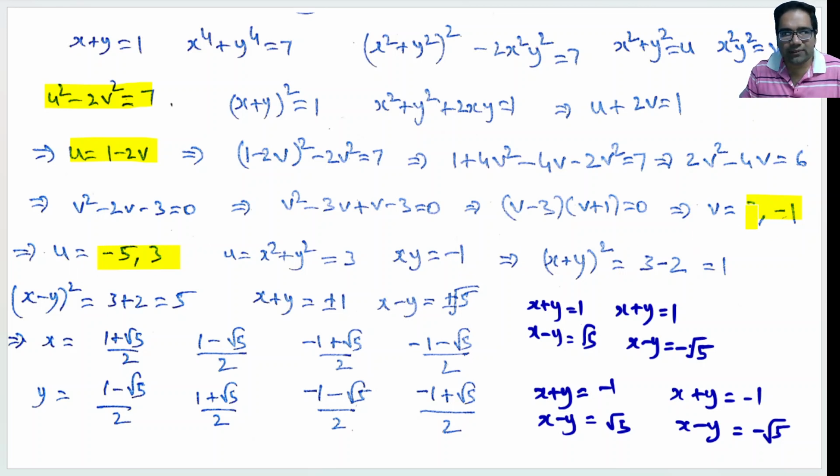Now what is v? v is our xy. xy is minus 1. And what is u? x square plus y square is 3. So now this is where we are.